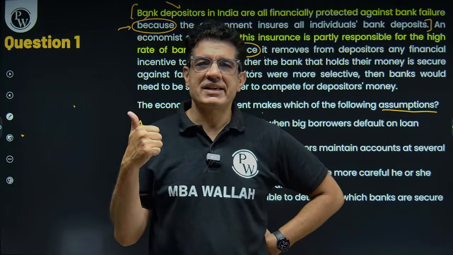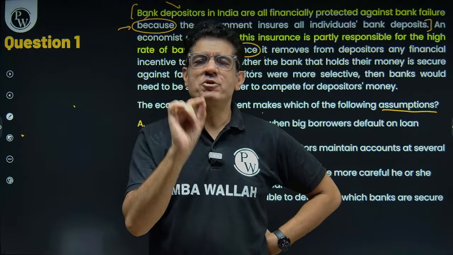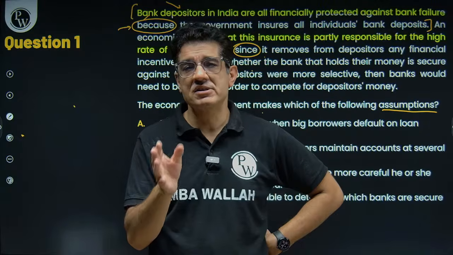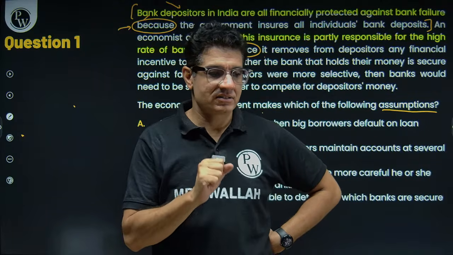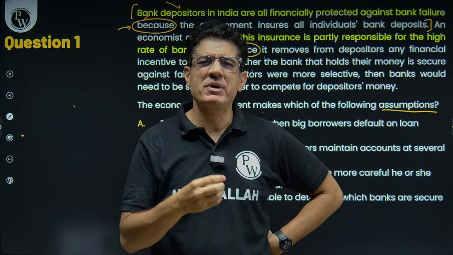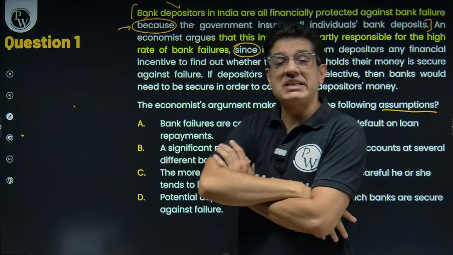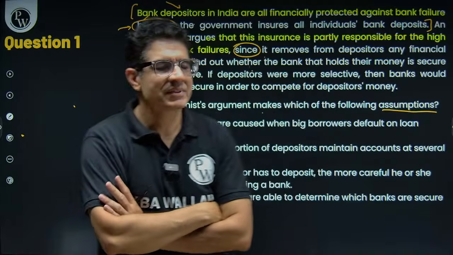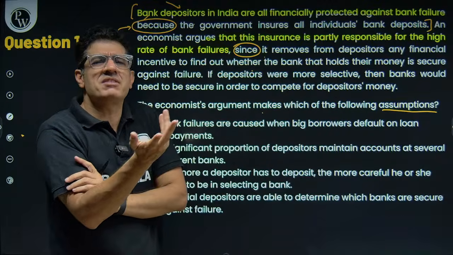Now the argument says that, hey, in India the government secures you, insures you. If you've deposited money in a bank, even if the bank goes out of business, the government will give you your money. Now as a result, this economist says we have this scenario where people have no incentive to check whether the bank that they are depositing the money into is a soundly run, well-run bank or not. Well, the only thing that they'd look at is the interest rate or some other convenience.